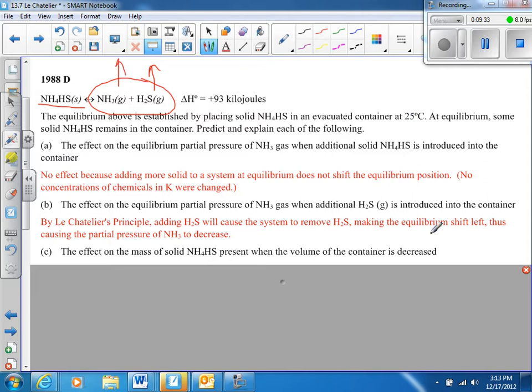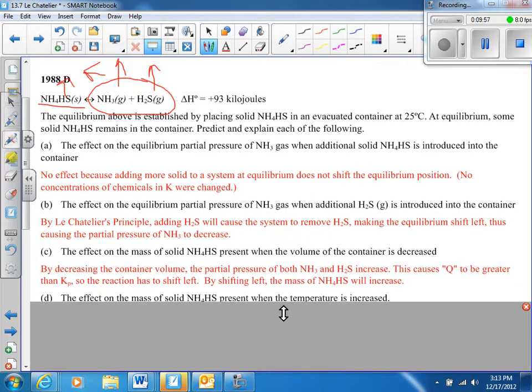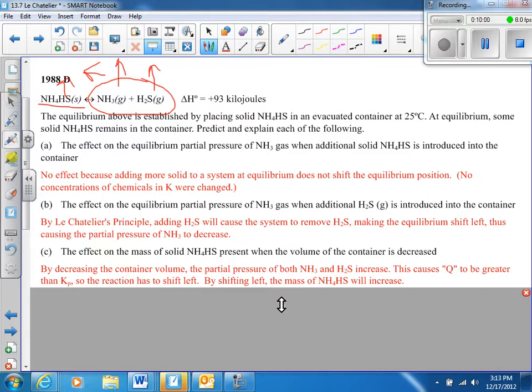We were at equilibrium. We were at K. Now I've made the products go up. I didn't change anything about the reactants. So Q is too big. I got to get back to K. I got to get rid of some of the products. The reaction is going to go to the left. And that will make not the concentration, but it'll make the mass of NH4HS go up. There you go. There's your answer. You can pause and write that down.